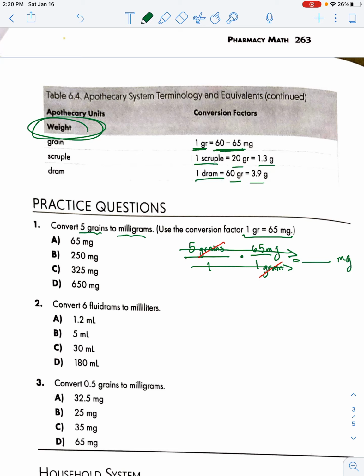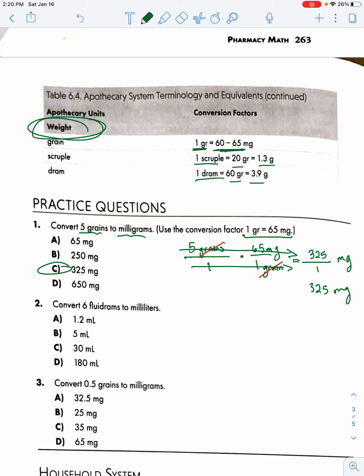So let's see what that is. I'm taking out my calculator. I'm going to multiply 5 times 65. We get 325, and 1 times 1 is 1. And anything divided by 1 is itself. So 325 milligrams is our answer. C.